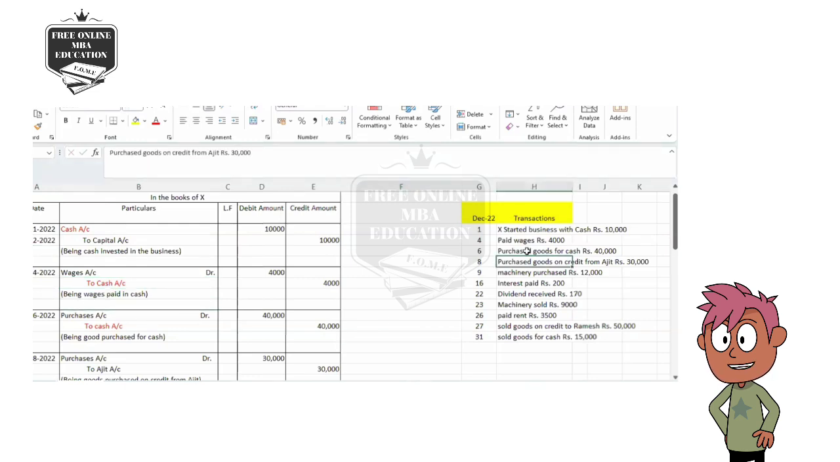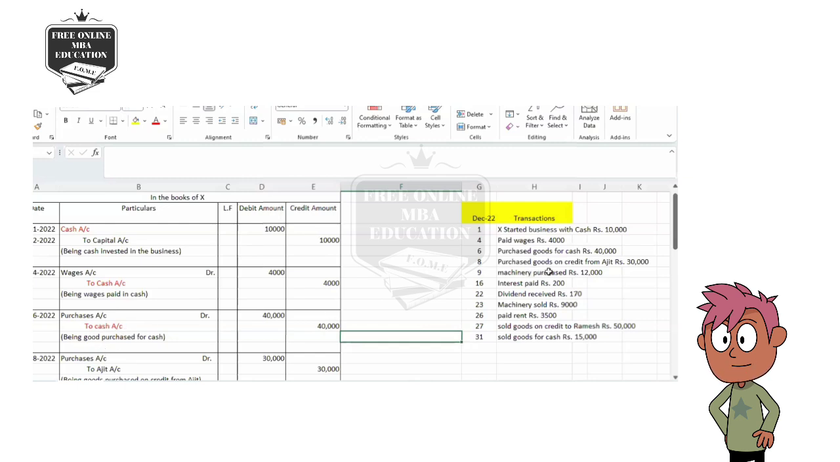So next is purchase goods for cash, rupees 40,000. Here I have made the purchases of goods. Again, because of purchases made, my cash is going out of the business, and purchase is going to be the expenditure for me. So debit all expenditures and losses, purchase account debited to cash account.